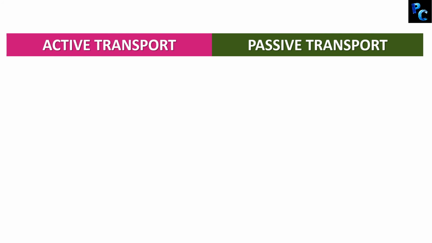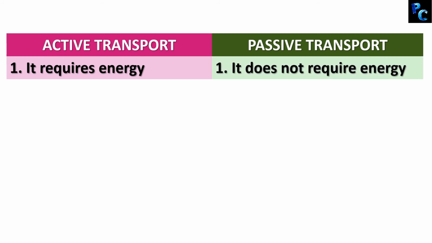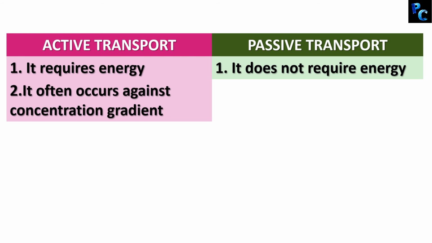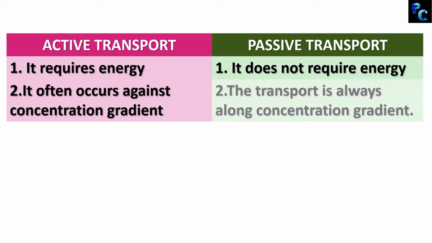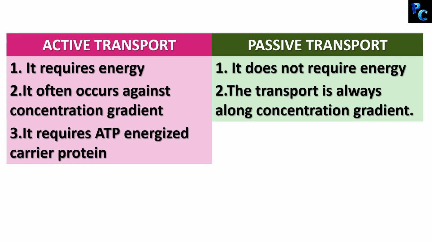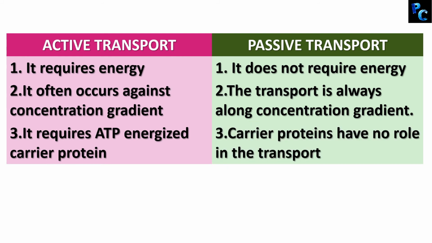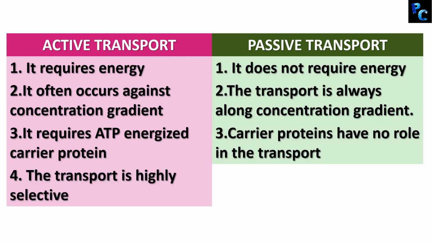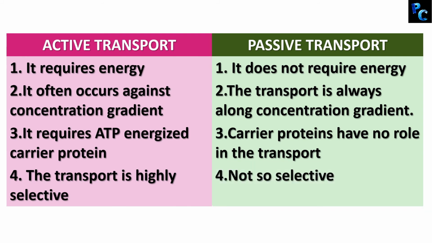Let's see the differences between active and passive transport, and let's see the functions which plasma membrane perform before we move into cell wall. In active transport, it requires energy, as we have told before. In passive transport, no energy is required. Active transport often occurs against concentration gradient. Passive transport always occurs along concentration gradient. That is, something moves from its higher concentration to its lower concentration. It requires ATP energized carrier protein. Carrier proteins have no role in this transport. The transport is highly selective. Passive transport is not so selective.